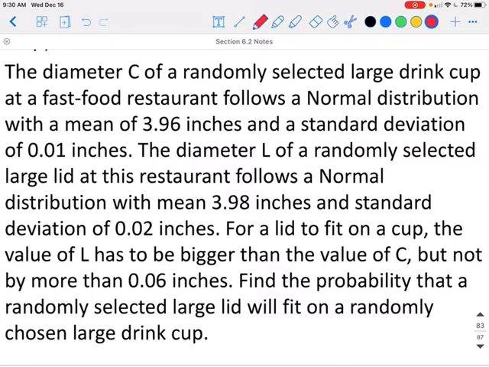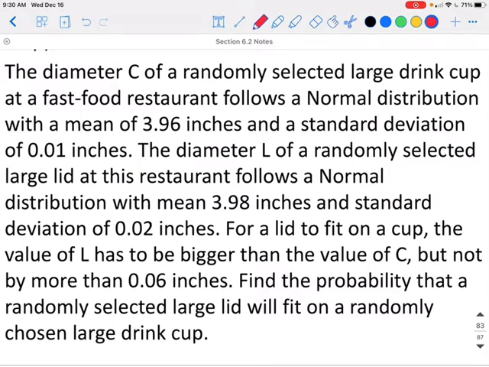For the lid to fit on a cup, the value of L must be bigger than the value of C, so the diameter of the lid must be larger than the diameter of the cup, but not more than 0.06 inches more. Find the probability that a randomly selected large lid will fit a randomly selected large cup drink.